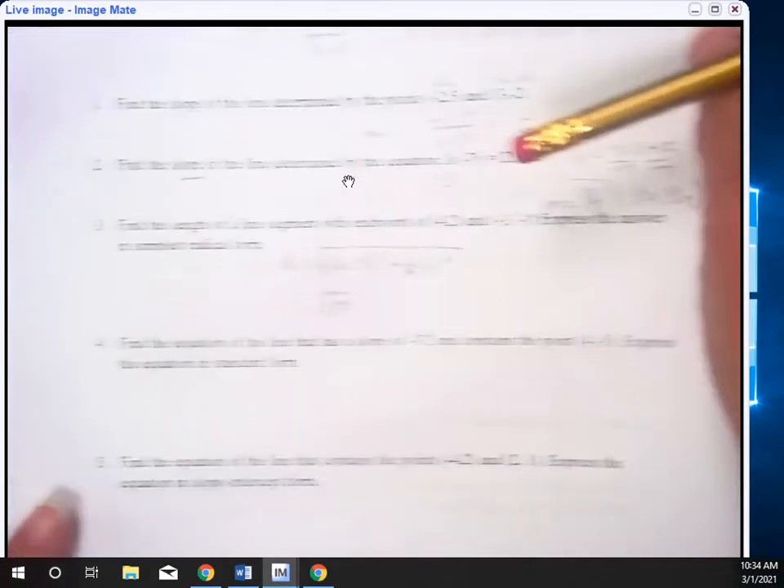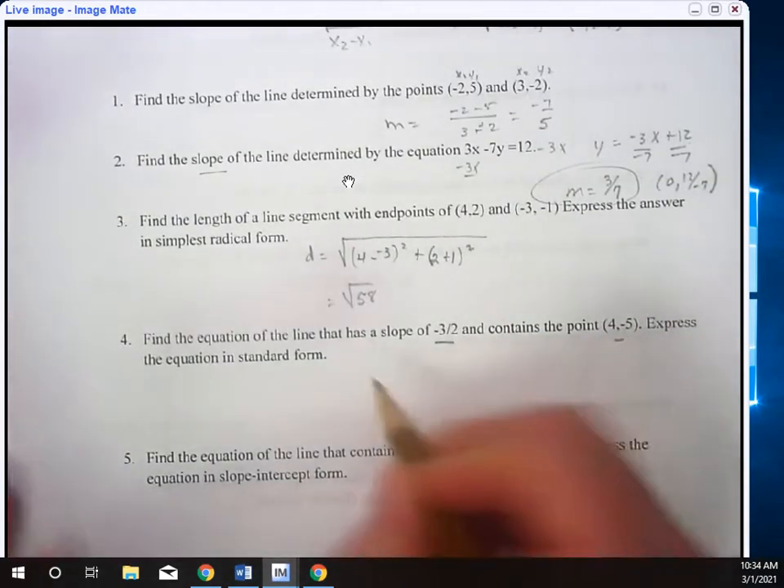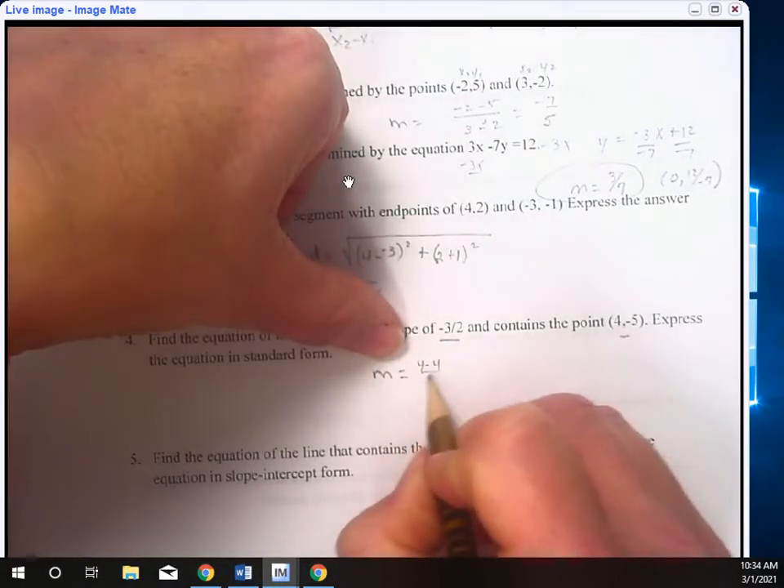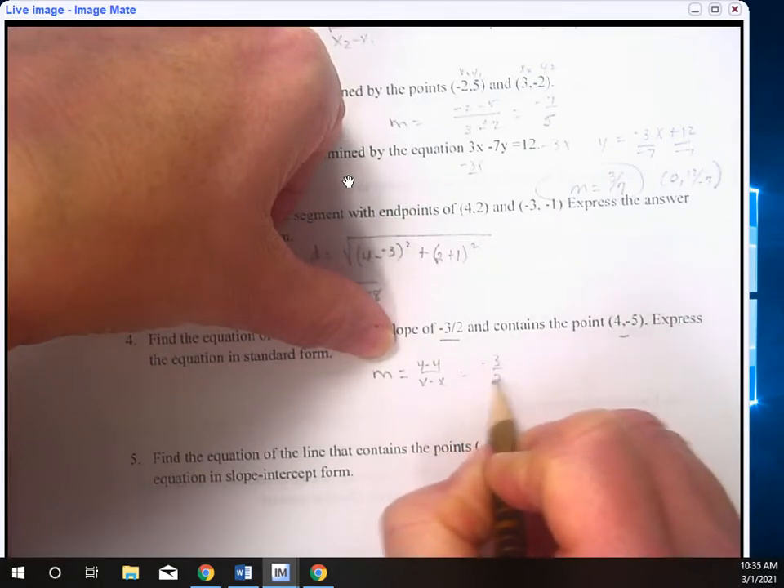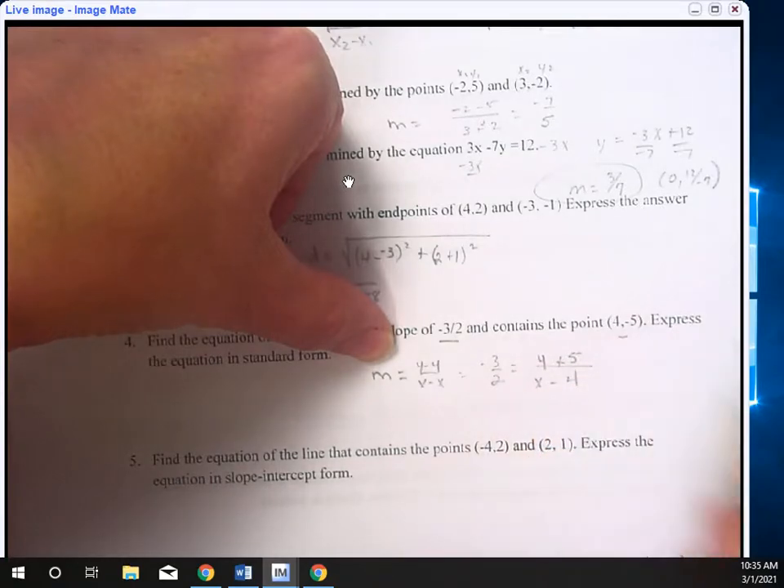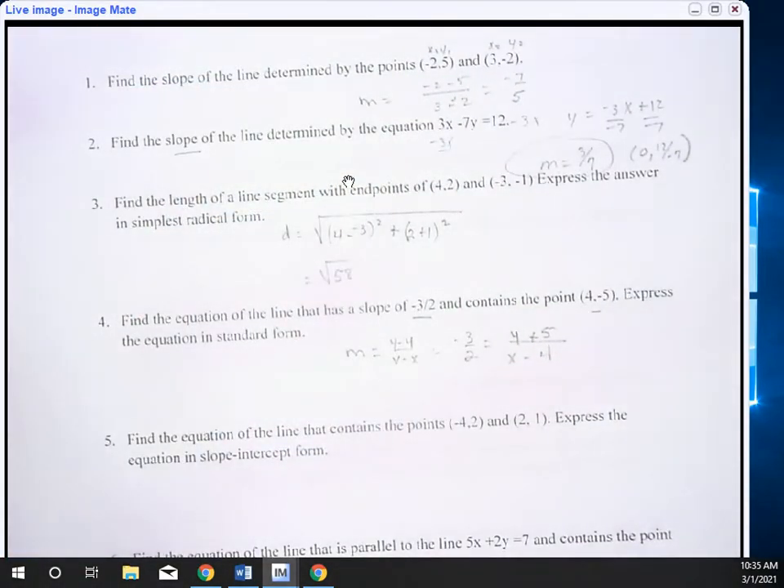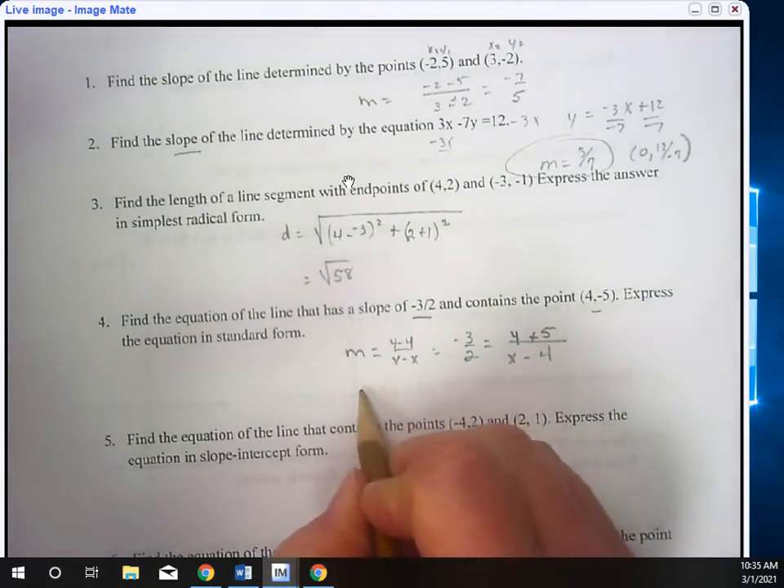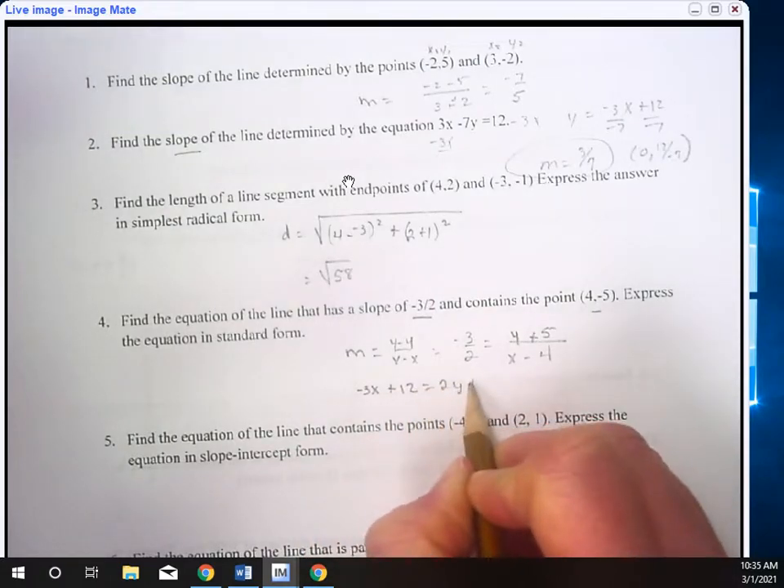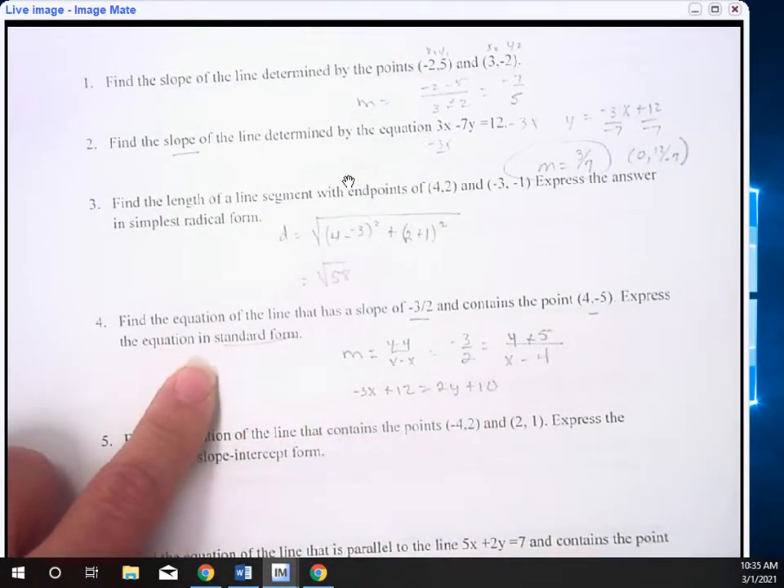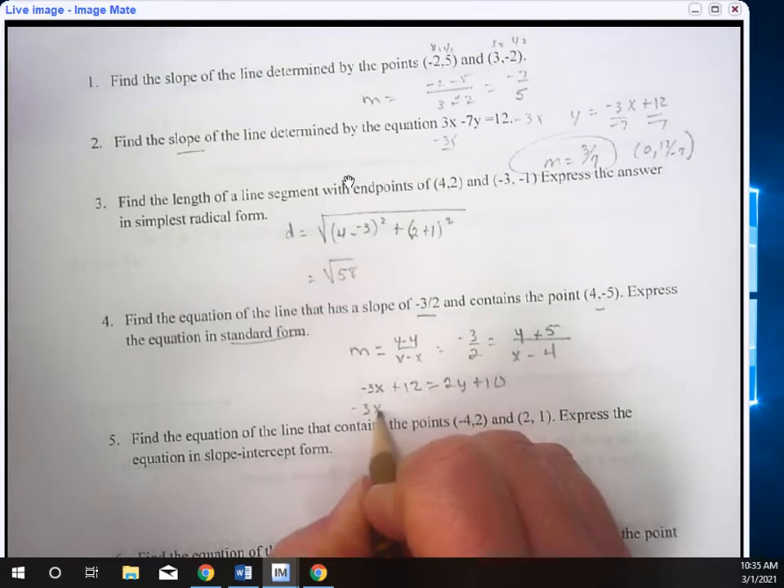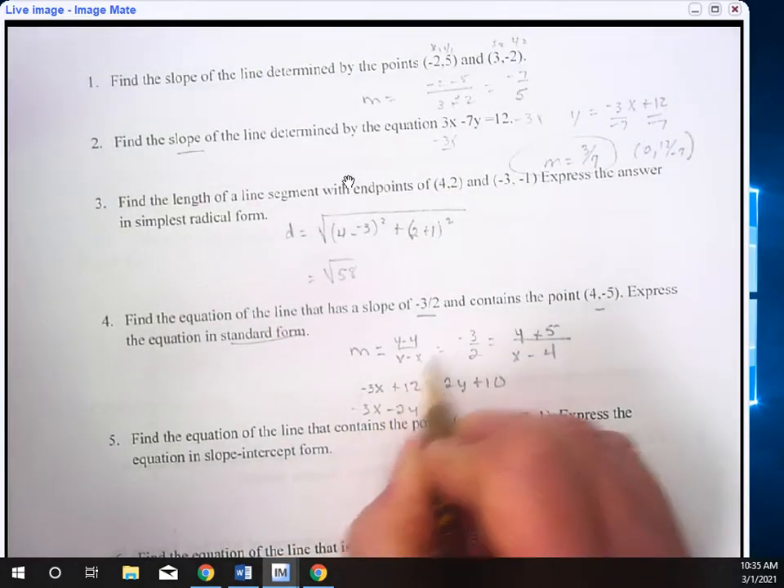Find the equation of the line through the slope and point. Again, we're going to use that m equals y minus y over x minus x. So negative 3 over 2 equals y minus the y value over x minus the x value. This is a fraction equal to a fraction. That's called a proportion. So I'm going to cross multiply. Negative 3x plus 12 equals 2y plus 10. Now, standard form means x and y are on the same side. So I'm going to subtract the 2y, and I'm going to subtract the 12.